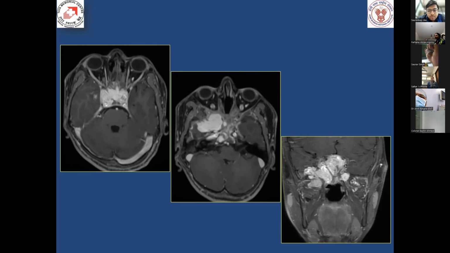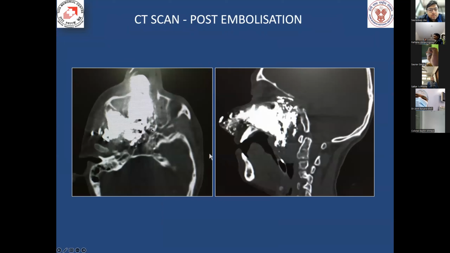One of the feedback that we received from the surgeons is that when we use glue, like in this case, it becomes hard to remove. Like if we do only ECA embolization using particles, it becomes soft and easily comes out. But this glue essentially hardens the tumor because it solidifies. So removing it endoscopically becomes difficult.